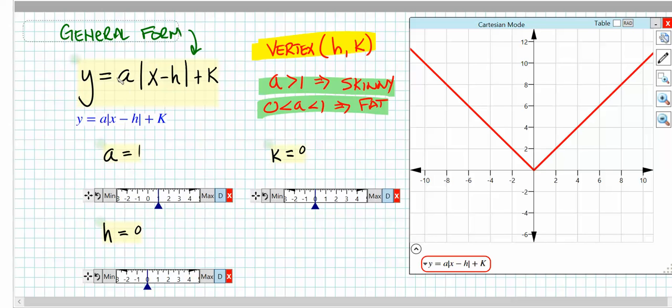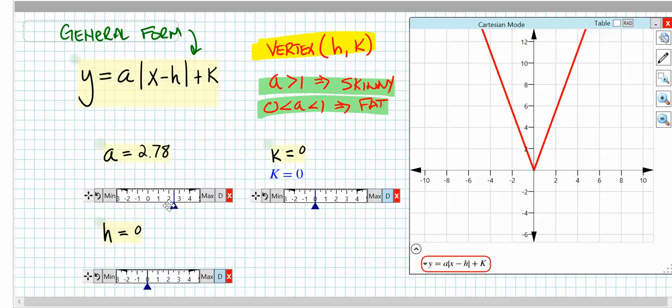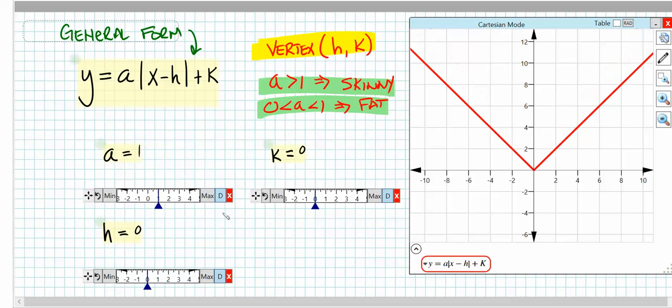So first let's talk about this a. What's that going to do if a is bigger than 1? Well, if you watch, if I move this, look what happened to the graph. It got a lot skinnier, and I'll use non-discrete values so it's a little bit more fluid. So look how skinny this thing gets if my a is greater than 1. So I'll move it back to 1 now.